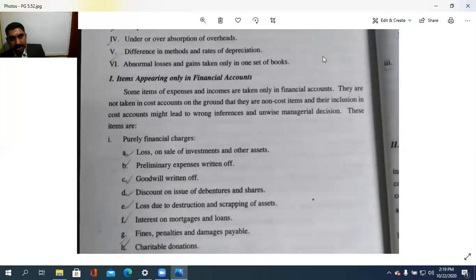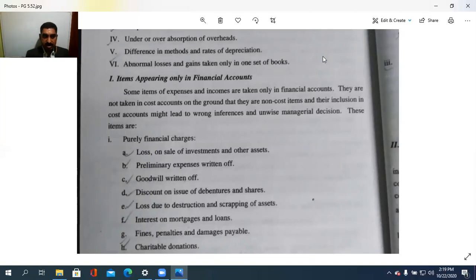ഇനി ഐറ്റംസ് അപ്പിയറിംഗ് only in financial accounts. That is mainly what, pure financial charges. അതായത് ഫൈനാൻസ് സംബന്ധമായിട്ടുള്ള എക്സ്പെൻസസുകൾ അത് ഏതിനകത്ത് എടുക്കുള്ളൂ? Only in finance or financial books of accounts. അതായത് ട്രേഡിംഗ് ആൻഡ് പ്രോഫിറ്റ് ആൻഡ് ലോസ് അക്കൗണ്ട് ആൻഡ് ബാലൻസ് ഷീറ്റ് അതിനകത്ത് എടുക്കുള്ളൂ. ഇതിനകത്ത് അത് വരില്ല. അപ്പൊ അതൊക്കെയാണ് ഒരു തരത്തിൽ ഡിഫറൻസ് വരാനുള്ള chances.